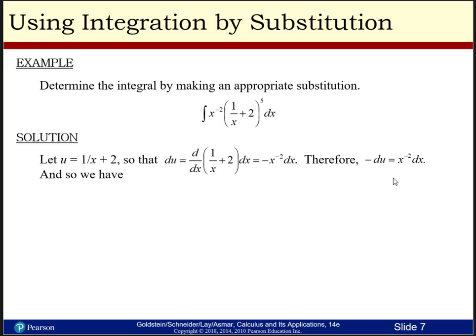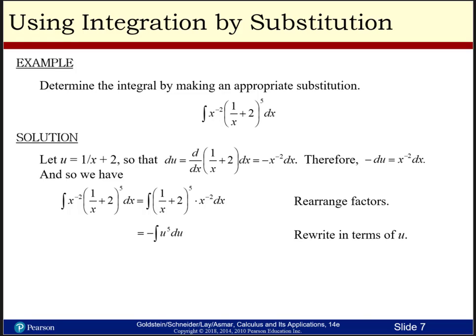Okay, so that's pretty cool. That means that, just rearranging this a little bit, negative du is x to the negative 2 dx. See this x to the negative 2 dx? I'll replace that with negative du. So here's what we have. We have the integral of 1 over x plus 2 raised to the fifth times that x to the negative 2 dx. Do my substitution, and this is what it looks like, and then I can integrate it.